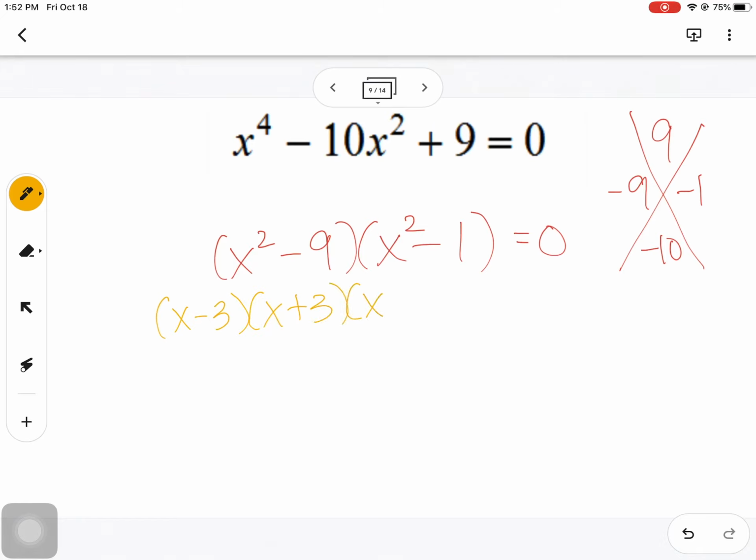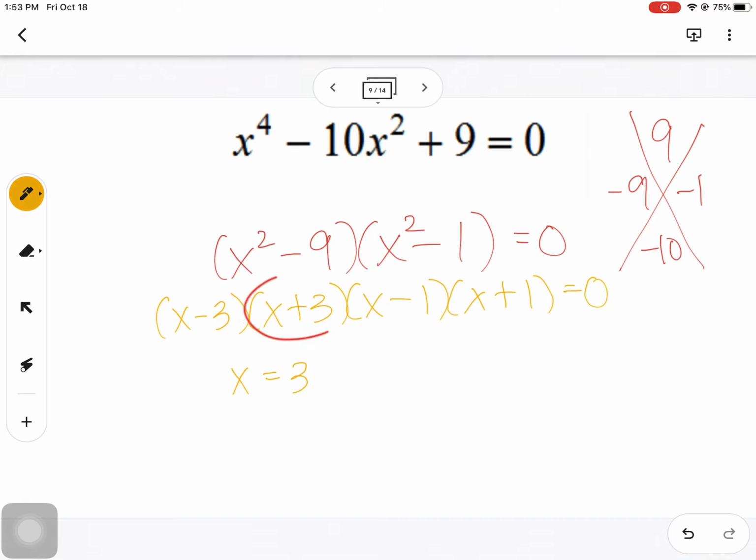X squared minus 1 gives me x minus 1 and x plus 1. And then I can set all 4 factors equal to 0 and solve from there. It's actually good that I have 4 factors because my biggest exponent was a 4. When I do this, from setting x minus 3 equal to 0, I'm going to get x equals 3.